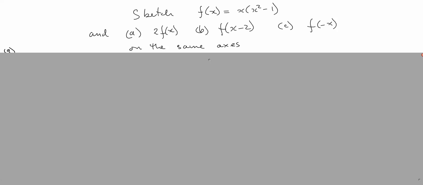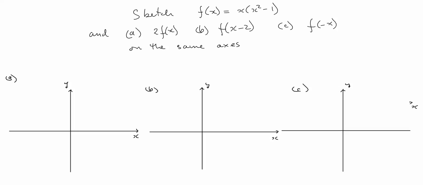So let's now look at this problem here. Sketch f of x is x brackets x squared minus 1, and separately 2f of x, f of x minus 2, and f of minus x on the same axes. So we want to sketch the curve f of x equals x into x squared minus 1 three times, and for each time we want to sketch these 3 curves on each separate axis, on each of these 3 axes.